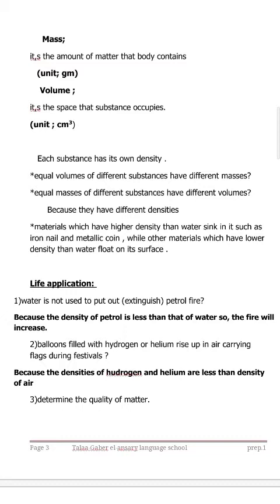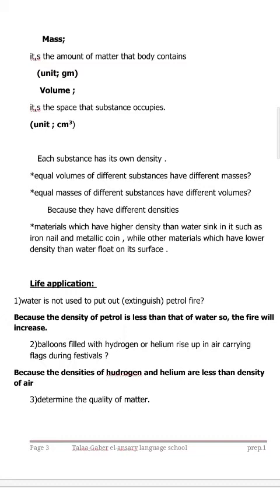Each substance has its own density. So, equal volumes of different substances have different density. Why? Equal masses of different substances have different volumes. Why? Because they have different density, as each substance has its own density. So, equal volumes of different substances have different masses and vice versa.